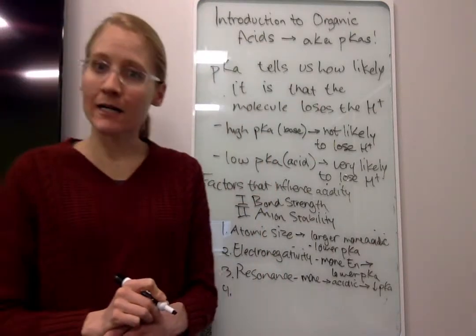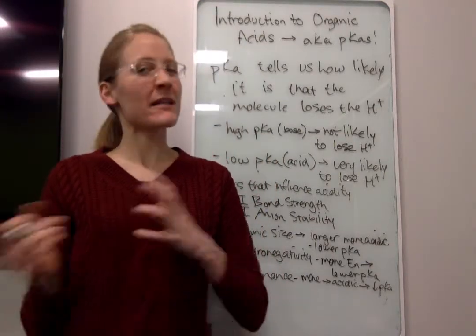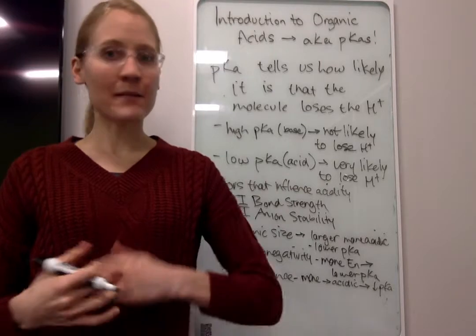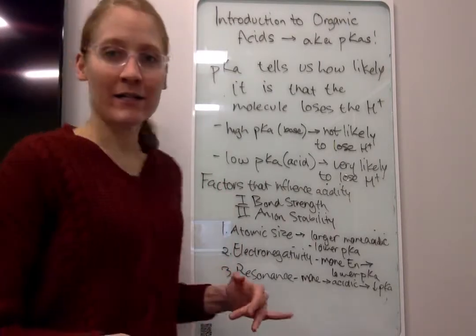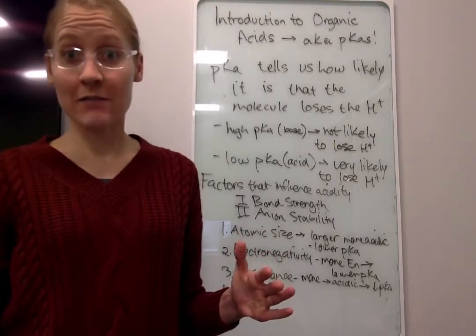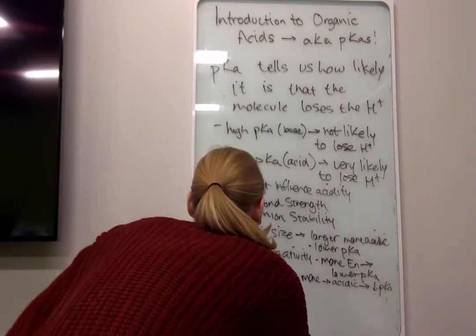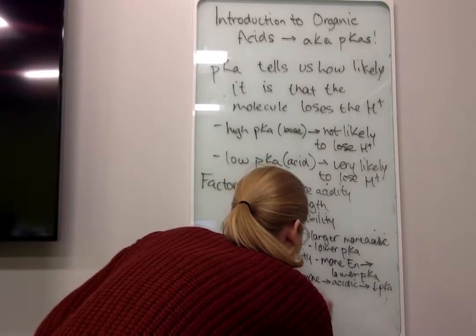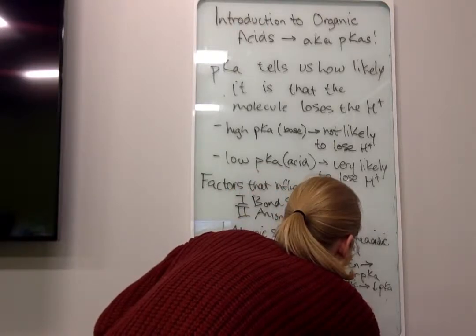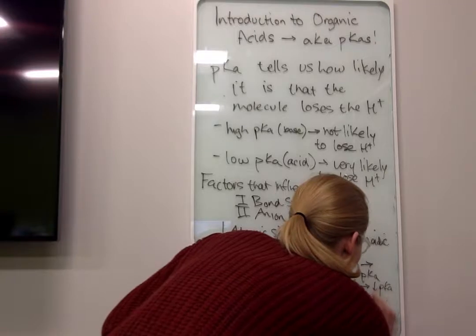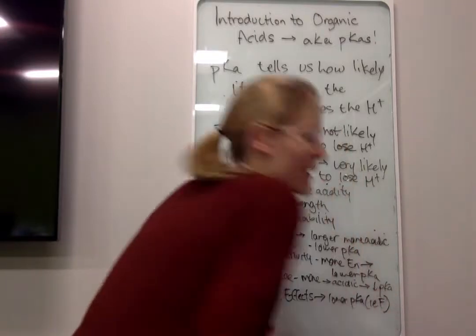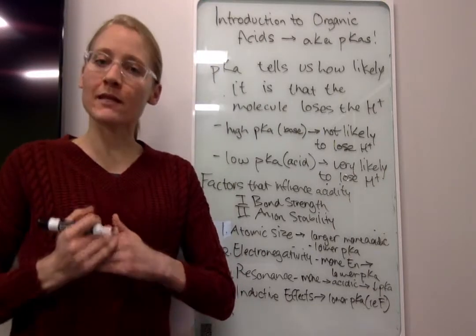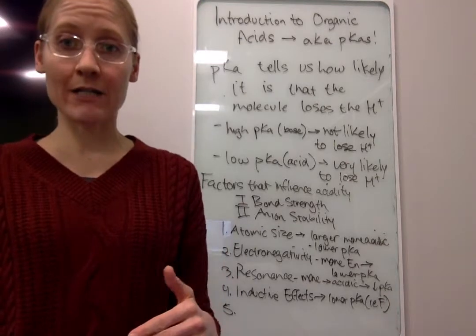The fourth one is inductive effects. It's basically long distance electronegativity. If, down the carbon chain, there is an electronegative atom, something like fluorine, then you are going to have a more acidic species, a more acidic proton. I'll give an example of that. And then our last factor is hybridization. In the orbital that the negative charge will be, if there is more S character, it's going to be more acidic.